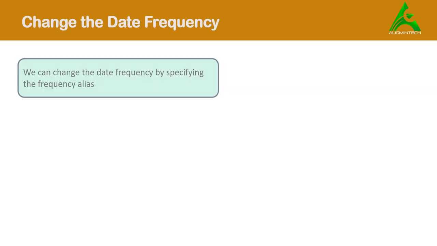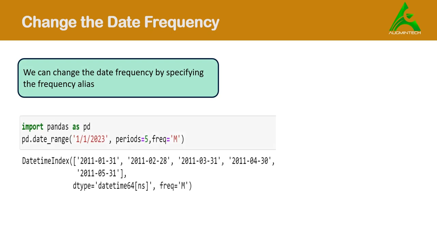Now let's see how to change the date frequency. We can change the date frequency by specifying the frequency alias. Like we can specify the value for the date, the periods, and the frequency. Frequency D was a frequency for the day, and let's see what the frequency M stands for. So frequency M here is month.